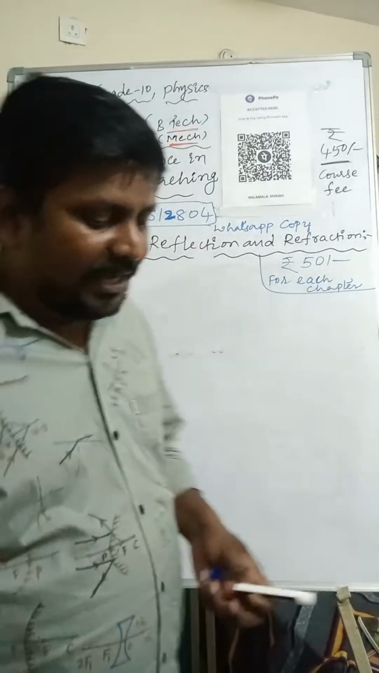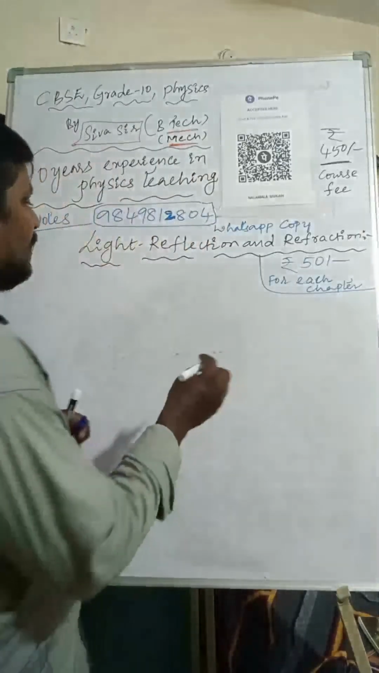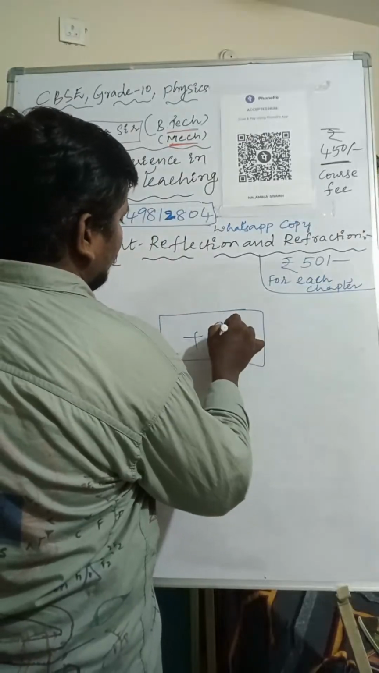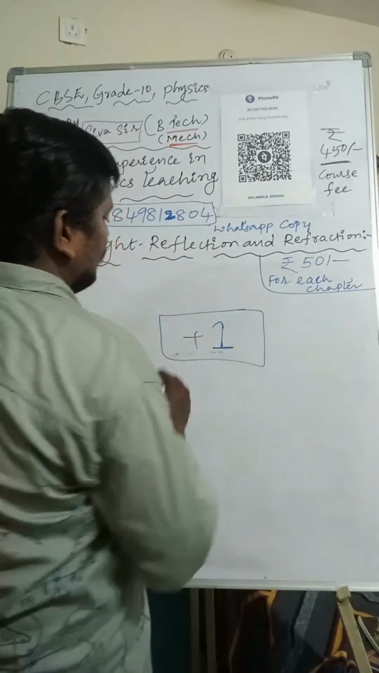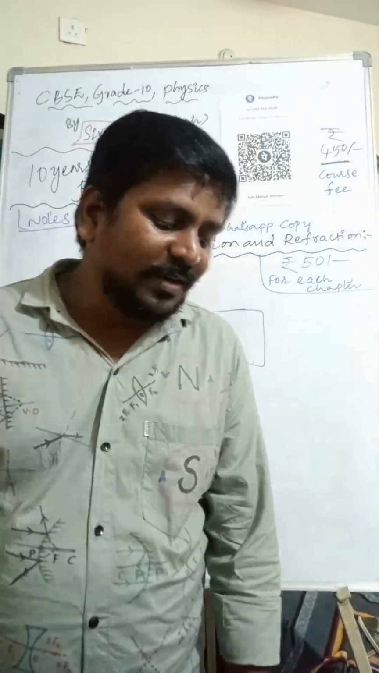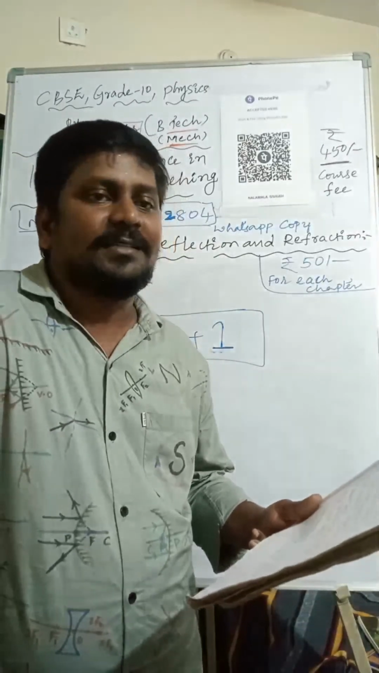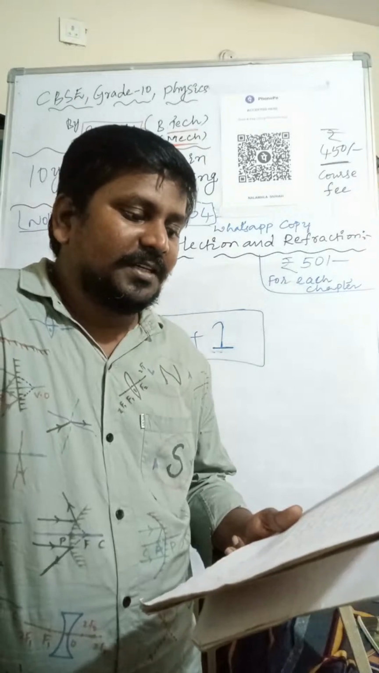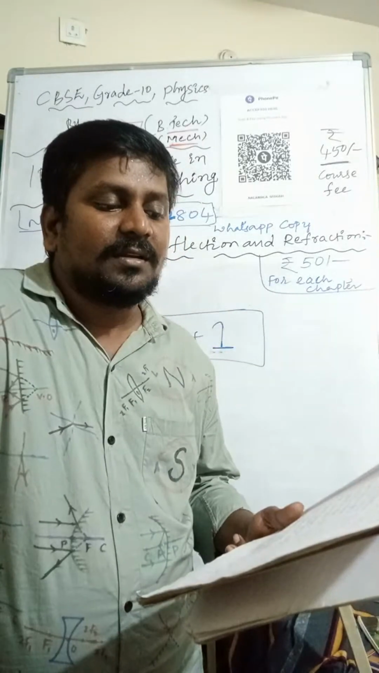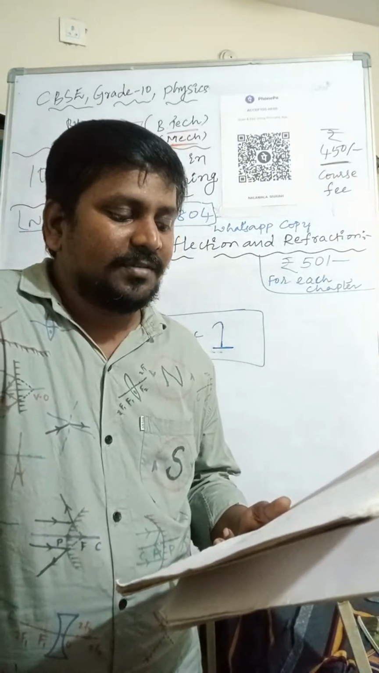We can see the magnification produced by a plane mirror is +1. What does this mean? The height of the image is equal to the height of the object. The object is real and the image is virtual. So +1 means above the principal axis, and that's why +1 will be there.